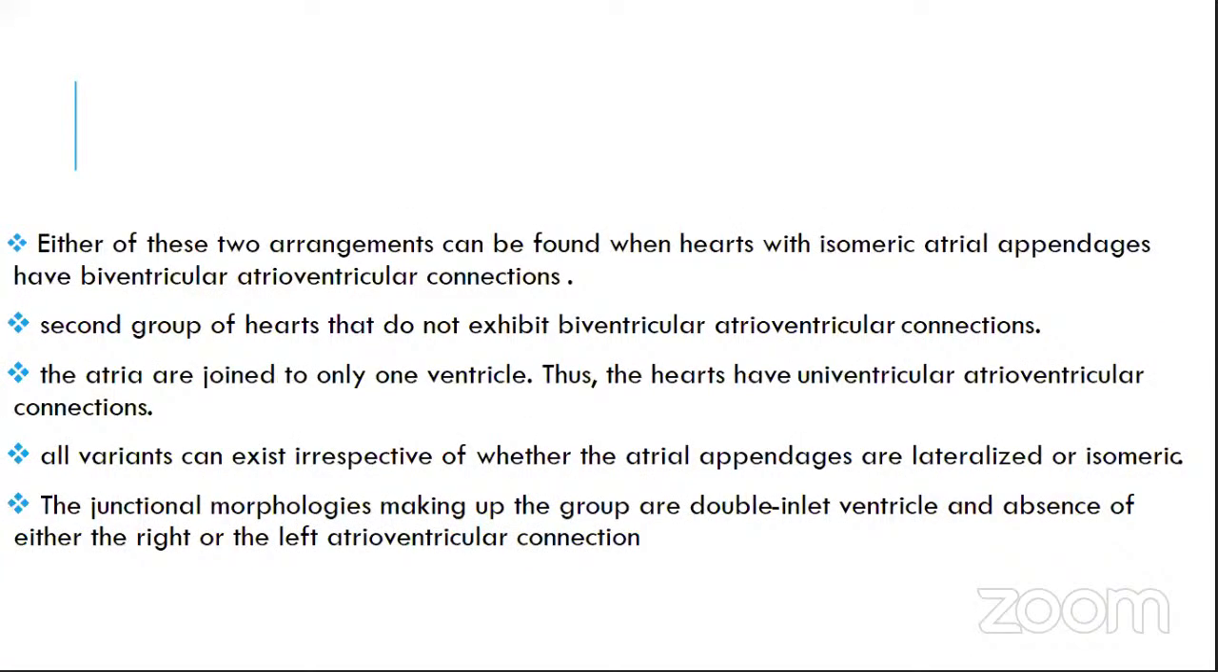Either of these two arrangements can be found when hearts with isomeric atrial appendages have biventricular atrioventricular connections. In the second group of hearts, which do not exhibit biventricular atrioventricular connections, the atria are joined to only one ventricle, thus the heart has univentricular atrioventricular connections. All variants can exist irrespective of whether the atrial appendages are lateralized or isomeric.